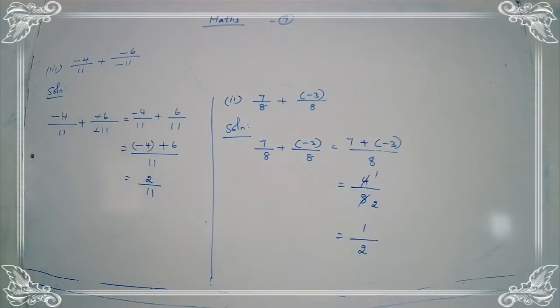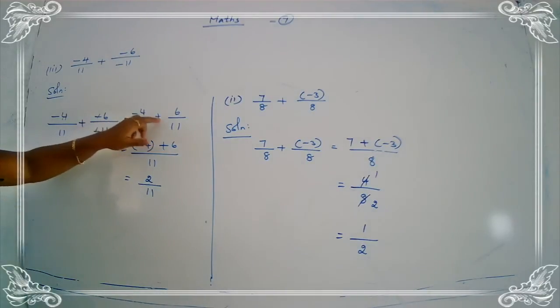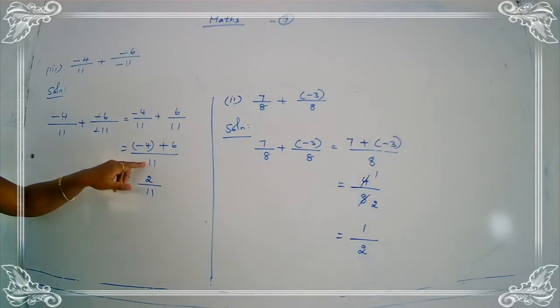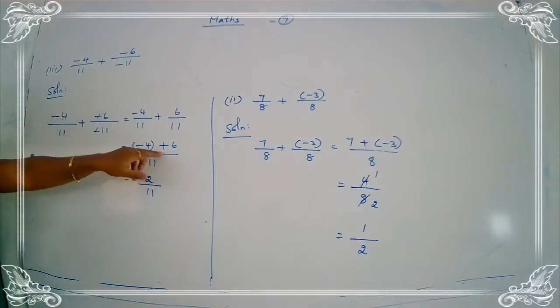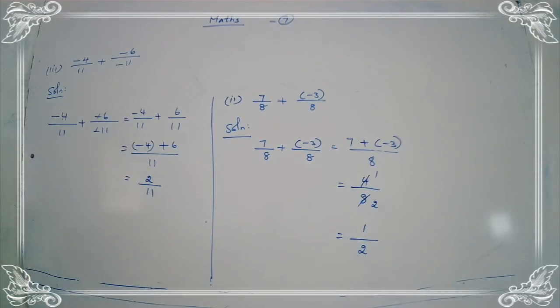நியூமரேட்டரை மட்டும் ஆட் பண்ணிவிட்டு டினாமினேட்டர் அதே நம்பரை எடுத்து போட்டுருணும். Now minus 4 plus 6, denominator is 11. Okay. Now you see, this is which operation? Addition of integers. Yes or no, children? Yes. So அதுதான் நம்ம டெஃபினிஷன் என்ன?